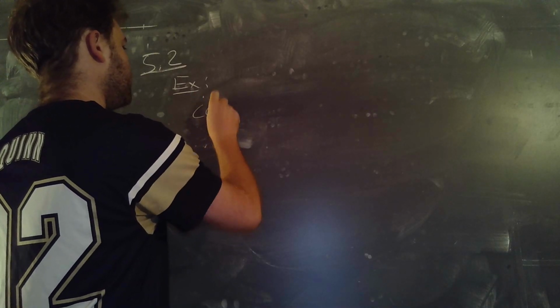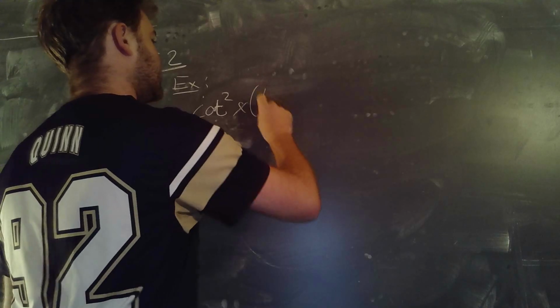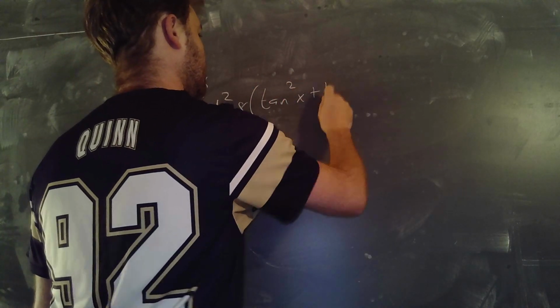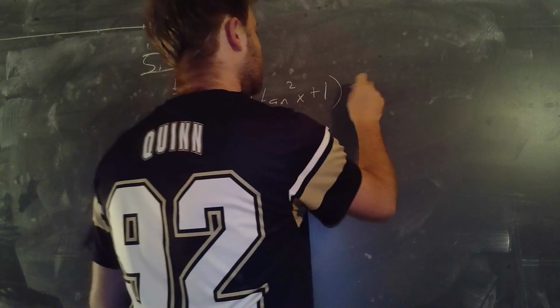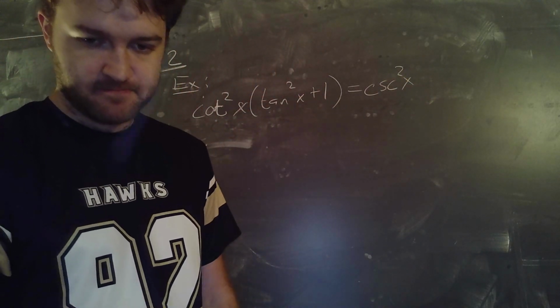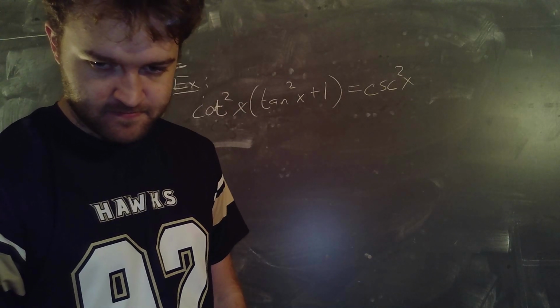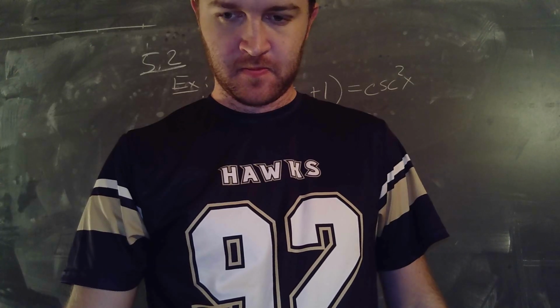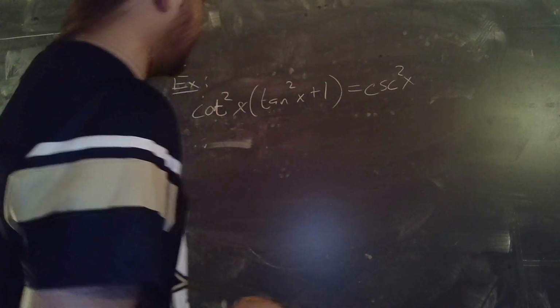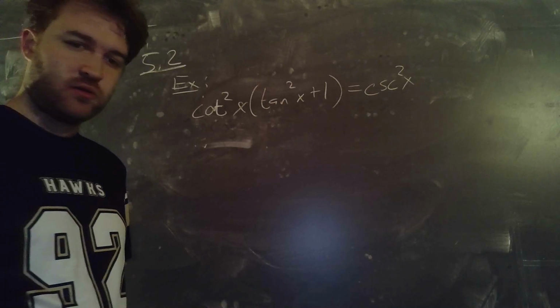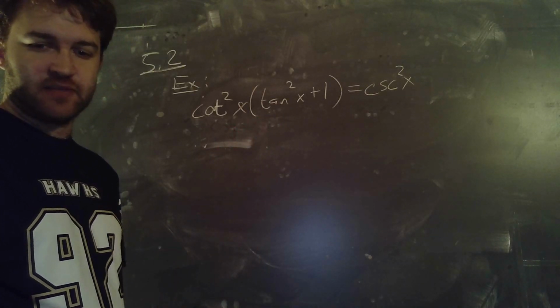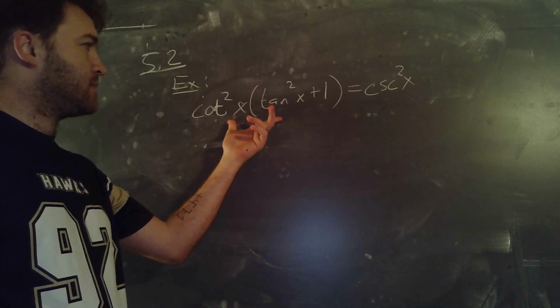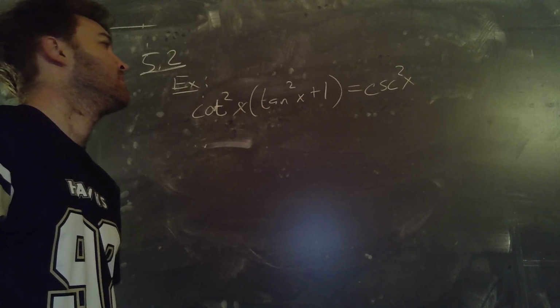Example number 2. We have cotangent squared of x times tangent squared of x plus 1 equals cosecant squared of x. Okay, so for this identity, again, in general, we'd like to pick the more complicated side because it gives us more to work with. So this is intimidating, but, well, it's easier to work with.